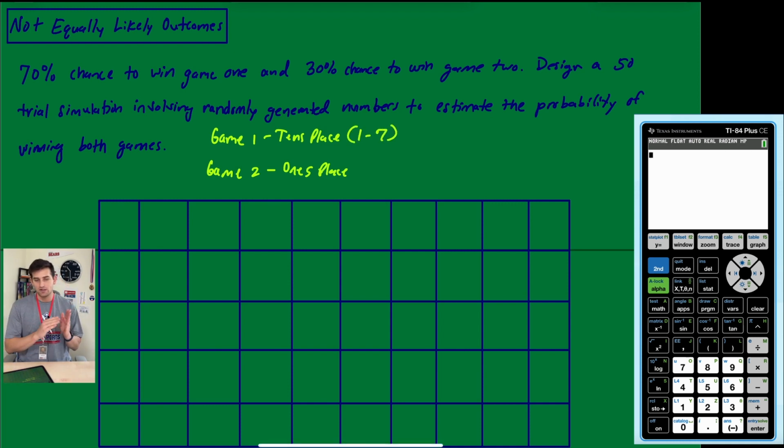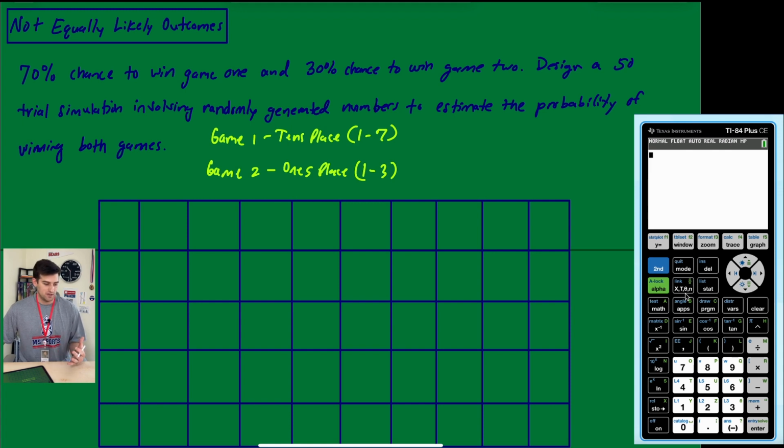Any 10s, 20s, 30s, 40s, 50s, 60s, 70s, those are good. In the ones place, we have a 30% chance. So let's only consider numbers that are 1 through 3, okay? We only want two-digit numbers, with a tens value between 1 and 7, and a ones value between 1 and 3.